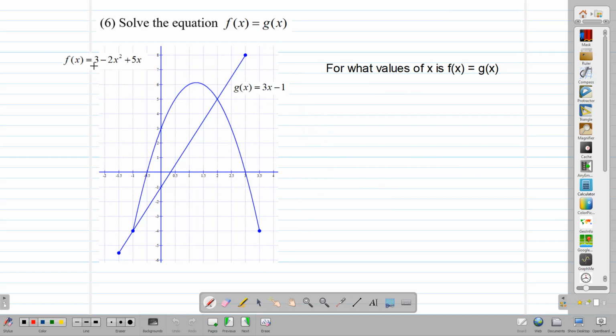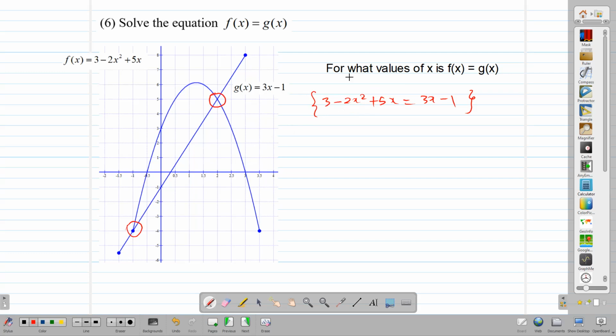Now here we have the function f of x equals 3 minus 2x squared plus 5x, and the function 3x minus 1 being g of x. So if we want to solve the function f of x equals g of x, again, I'm going to write it out. Sometimes the question may just write it as 3 minus 2x squared plus 5x equal 3x minus 1. Do not be tempted to use the algebraic methods to solve it. So we are supposed to use the graph, and all that we're supposed to do in doing that is locate the intersection points. Pretty simple stuff.